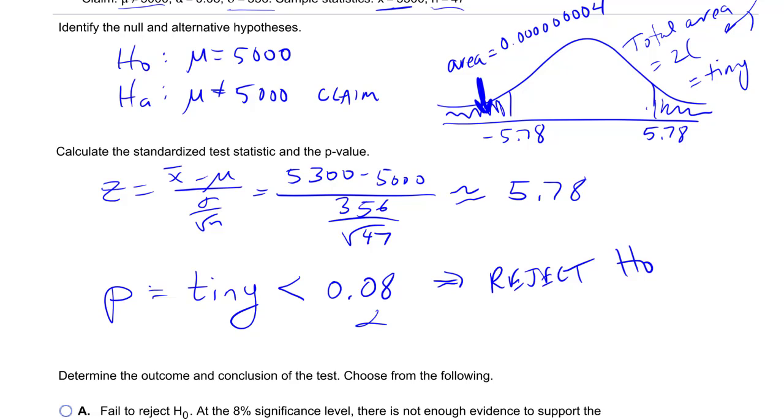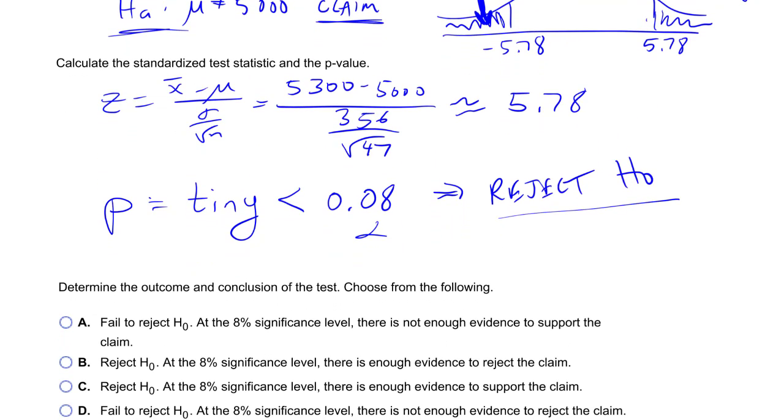Remember, the claim was in the alternative. That's a support mode. Okay? I was rejecting H naught in a support mode, bringing me to the alternative. So I reject H naught at the 8% significance level. There is enough evidence to support the claim. So that's what I decide there.